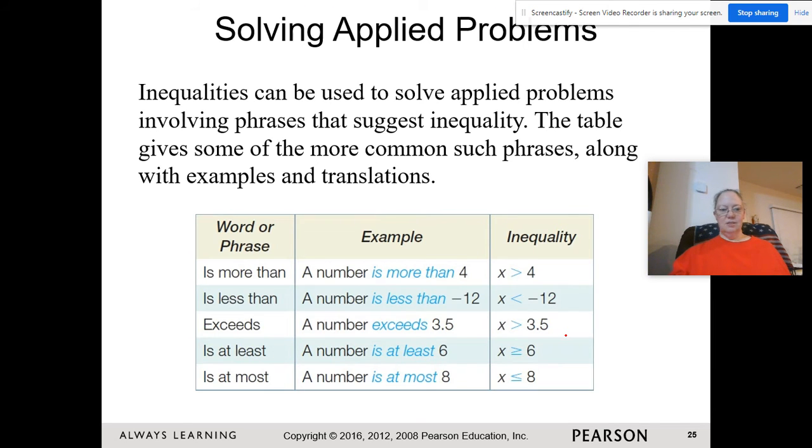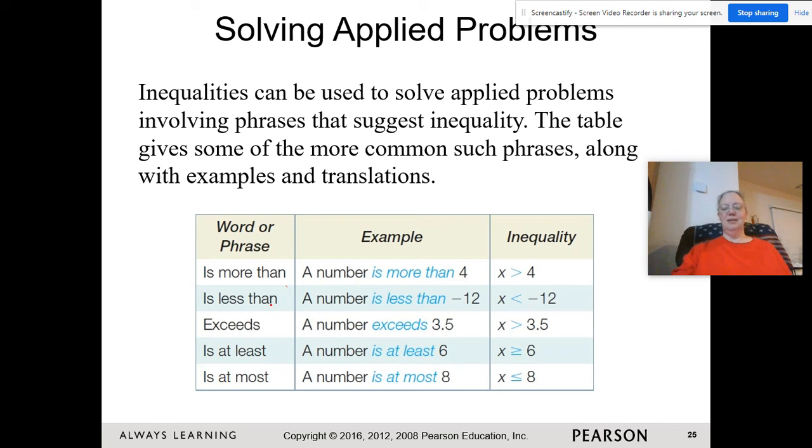All right, applied problems. When we see "is more than," not just "more than," that tells us we're going to have an inequality symbol. It's going to be greater than, like this. If I just say "more than," that's not an inequality. But if I say "x is more than 4," x is greater than 4.